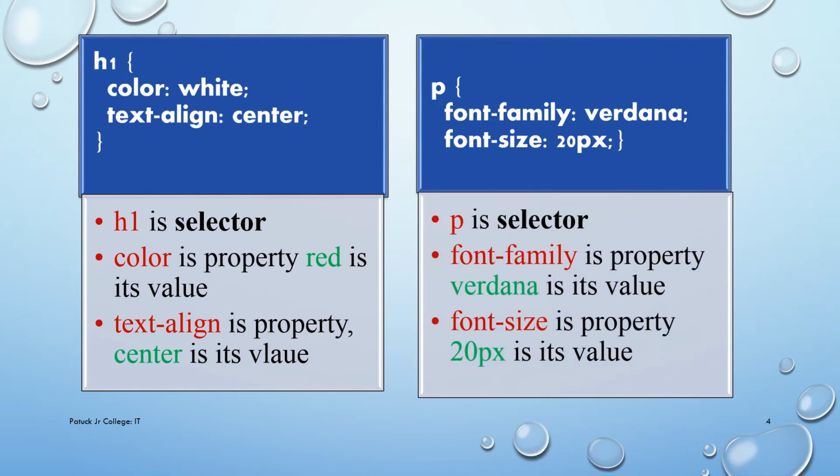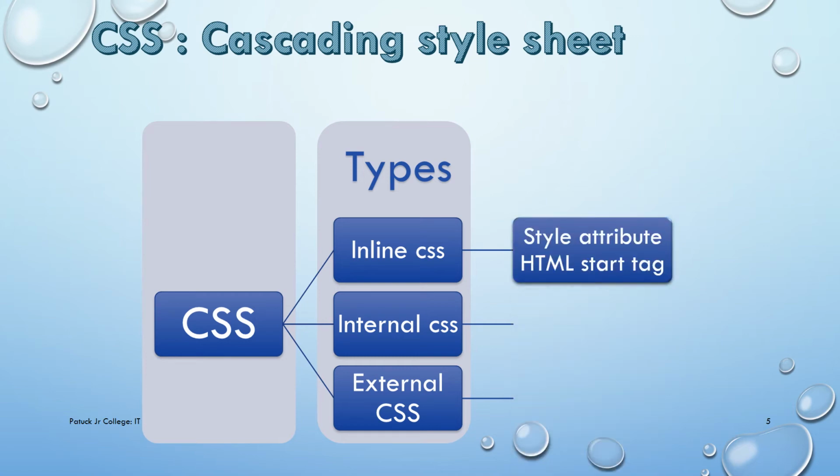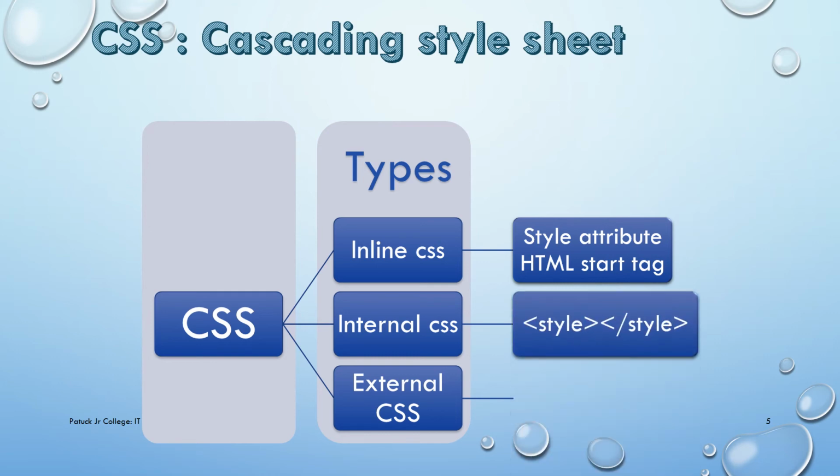Okay. Next. Now this CSS is defined in 3 ways, meaning the way we write CSS is of 3 types. Inline CSS. Inline CSS is written with the style attribute in the HTML start tag. Then we have internal CSS. Internal CSS is written with the style and style tags inside the head section. External CSS. External CSS is written in a separate CSS file.